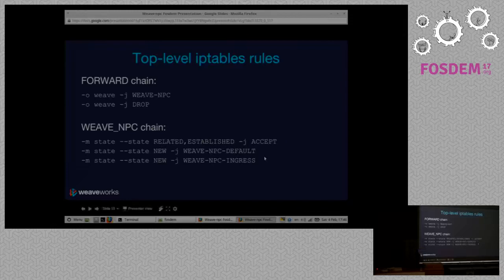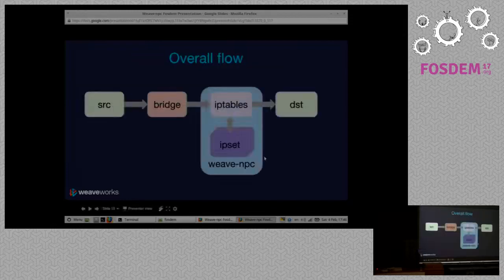What are we going to do in those chains? So this is kind of the flow of the system. We start with the source address on the network. That's going to go over a bridge, Linux bridge. And in the course of traversing that bridge, it's going to get run through the IP tables rules. And we make use of this other thing called an IP set. Who knows about IP sets? Oh, much fewer. OK, so today you learned something.